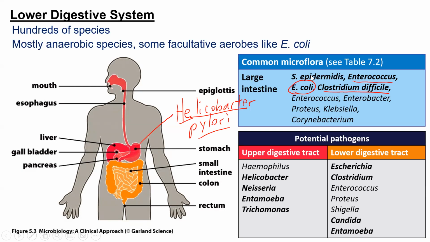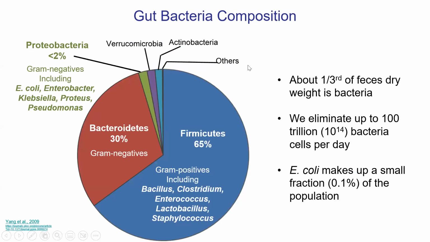I've got a couple other things to say about the lower digestive system. Here's a graph I found, and you can see the breakdown of these things. A lot of them are these firmicutes, which are all gram-positives, as you can see on this list here. And the gram-negatives are the bacteroidetes or something like that. And actually the proteobacteria include E. coli, sorry about that. A lot of these are benign.